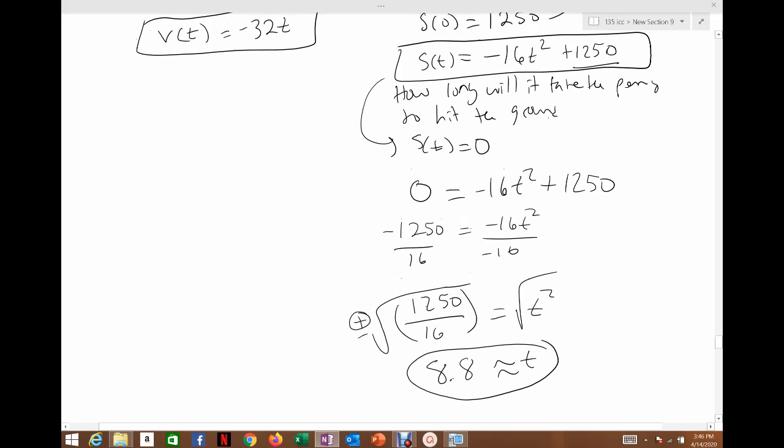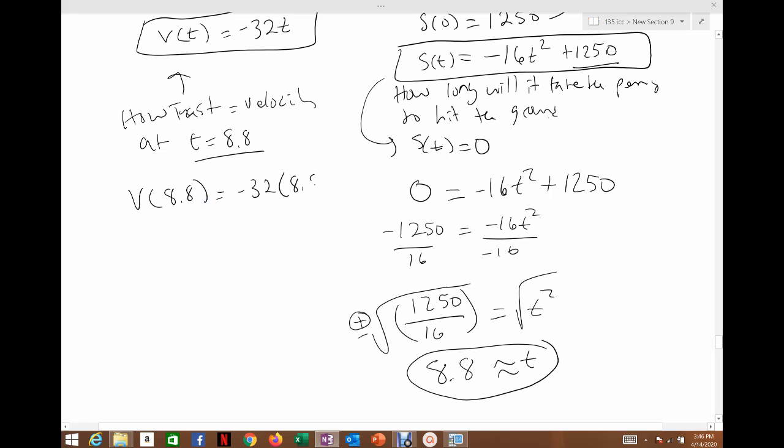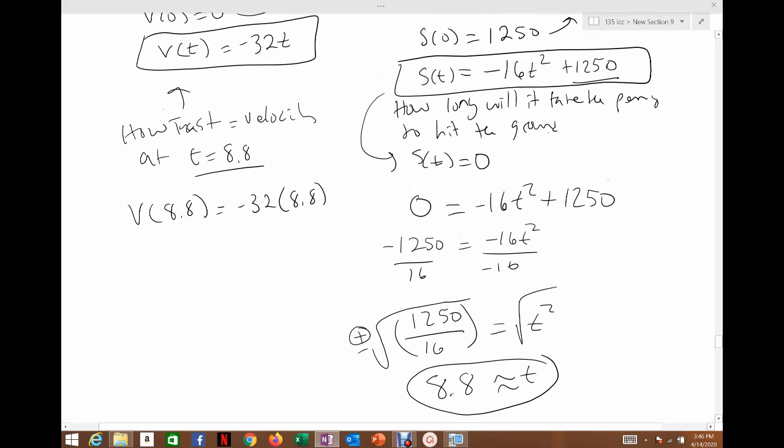Now, how fast was it traveling? Well, I use the velocity equation. How fast is my velocity at the time it hits the ground? It took 8.8 seconds to hit the ground, and so we plug that into the velocity equation. So negative 32 times 8.8 seconds. It's negative because it is moving downward, so it should make sense that it's negative.